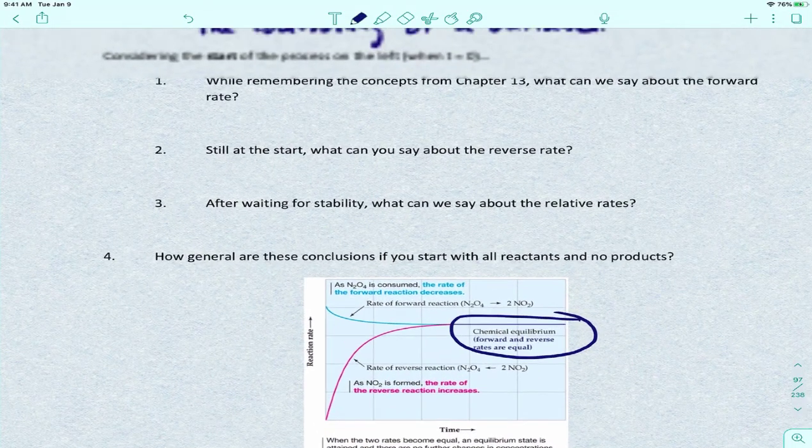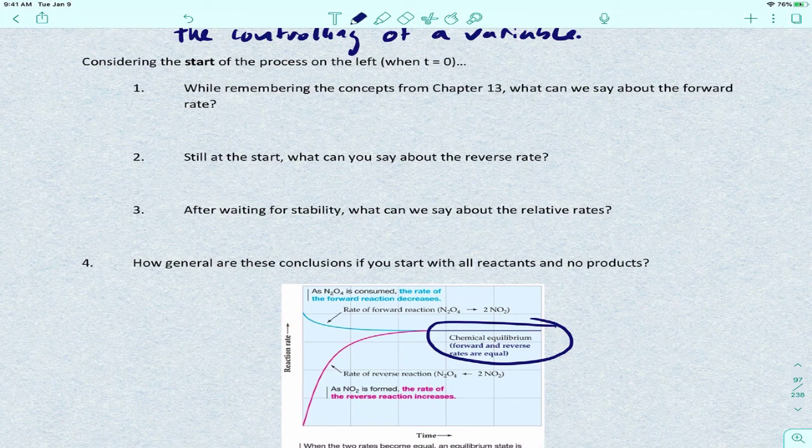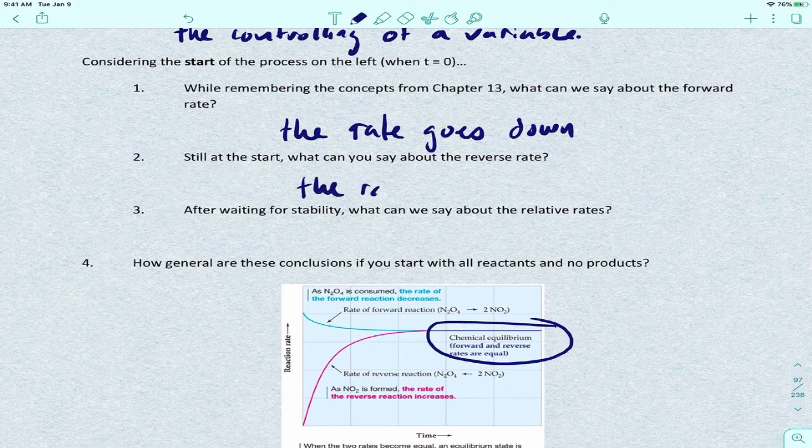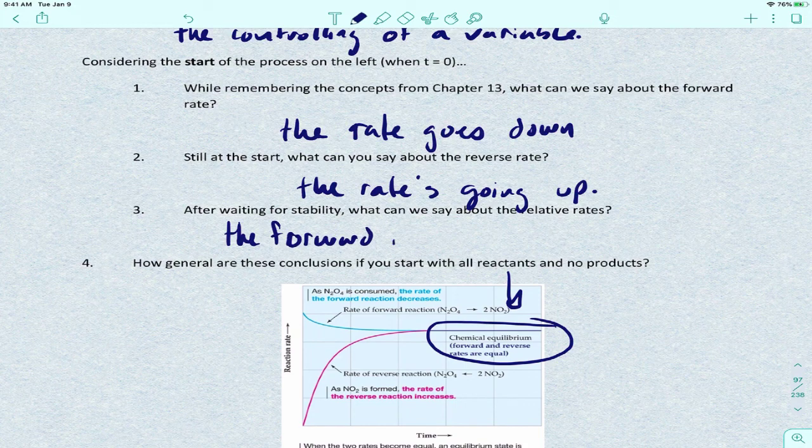All right, so let's go back and answer some of these questions. While remembering the concepts from the last chapter, what can we say about the forward reaction rate? Well, according to this graph, it's going down. So the rate goes down. And at the start, what can we say about the reverse reaction? The rate's going up. Now, after we wait for stability, which is right over here where it's circled, what can we say about the relative rates? Well, we know that the forward rate is going to be equal to the reverse rate.